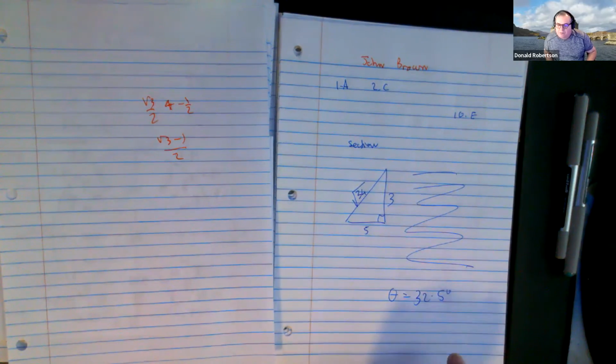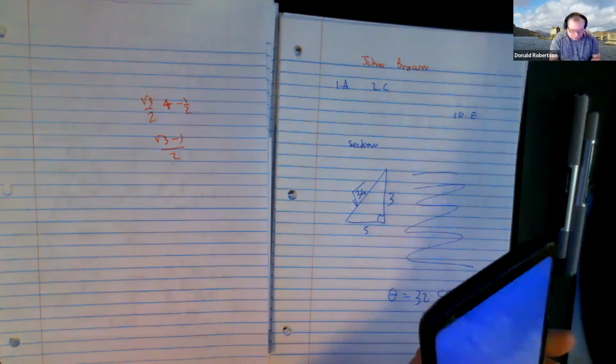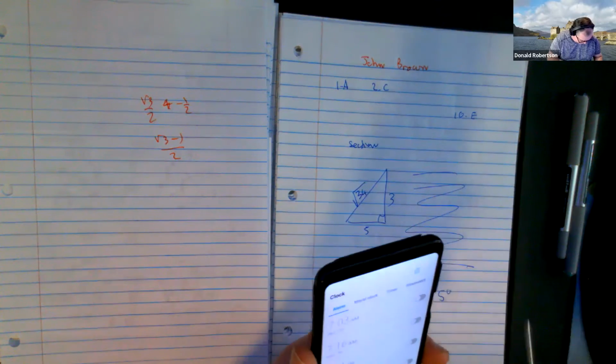And how do I get to see it? I guess is a good question as well. You get your phone, like I have here, and I should be able to actually show you.